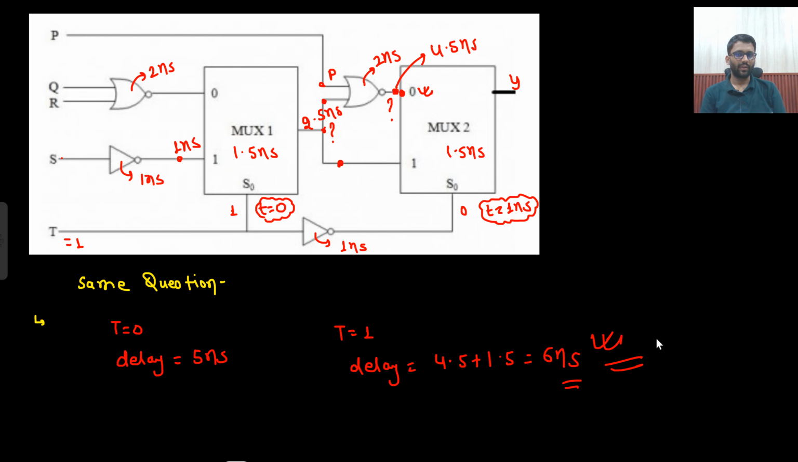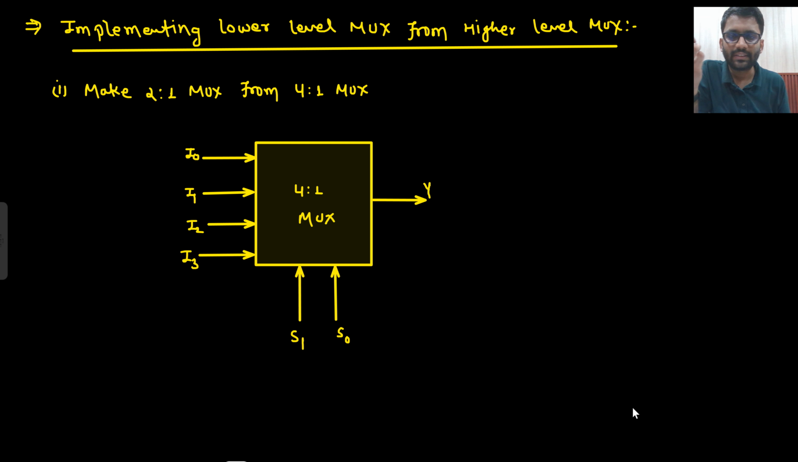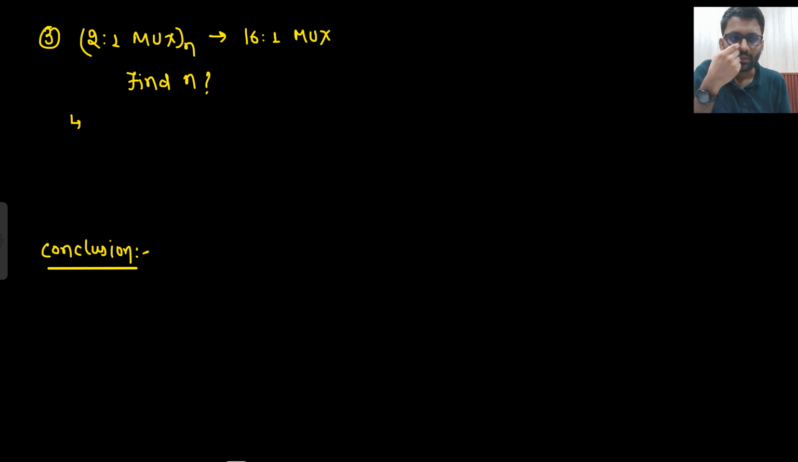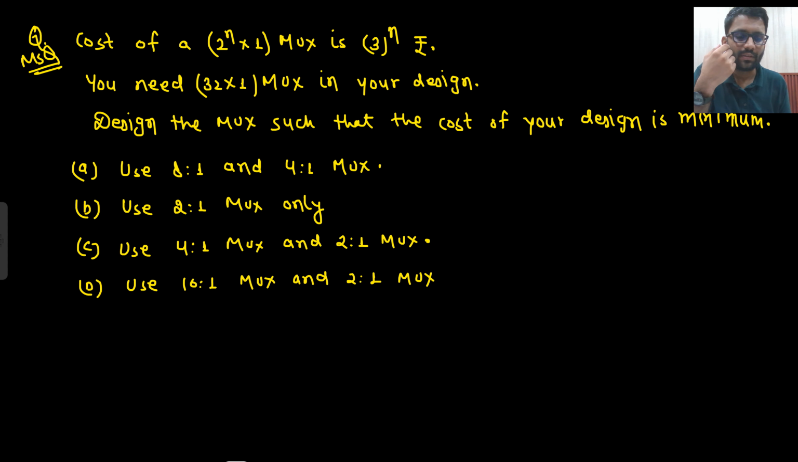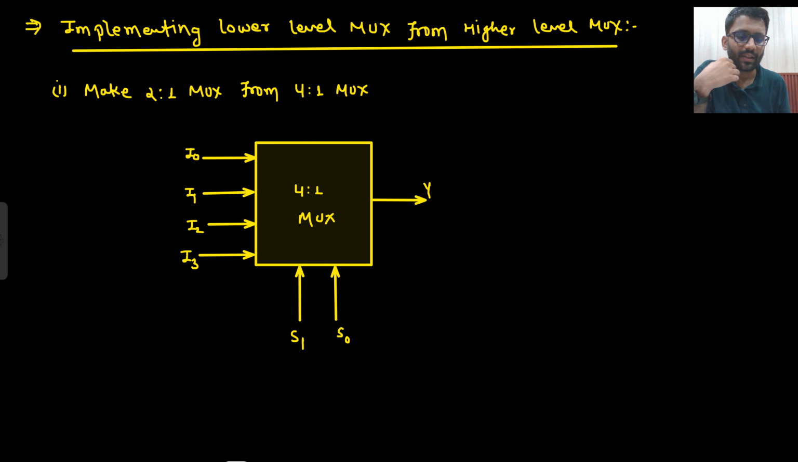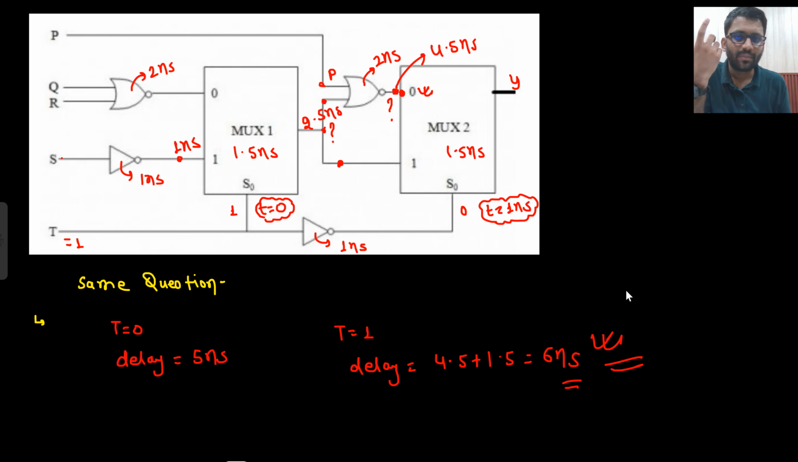That's it. Okay. So now this part is completed, and from the next lecture onwards we will move towards implementing lower level MUX from higher level MUX, or implementing higher level MUX from lower level MUX. So that we are going to see in the next video. That will be a very interesting video as well, and very important as well. Okay. So in MUX everything is important. These kind of questions are also important. So let's meet you in the next video. There we see about implementing more MUX from some MUX only. Okay.